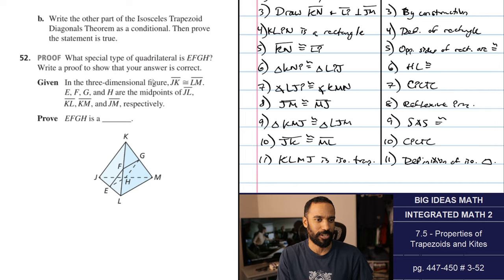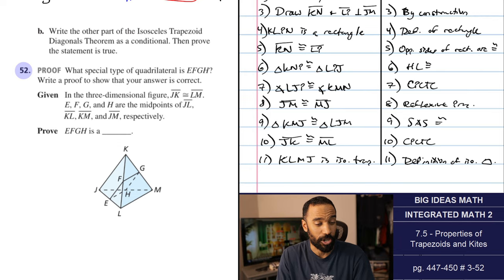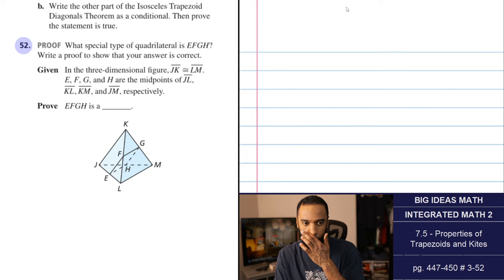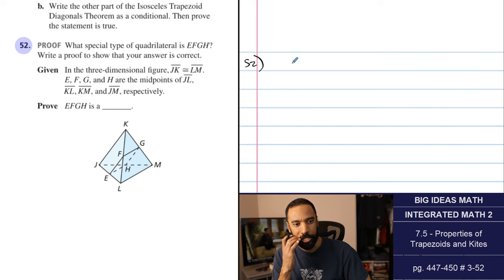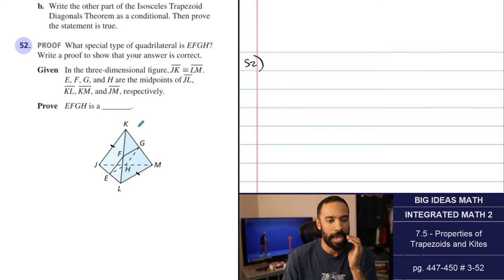And finally, number 52. What special type of quadrilateral is EFGH? Write a proof to show your answer's correct. Interesting that they don't tell us what to do off of it. They ask us what kind it is. So 52, in the three-dimensional figure, JK is congruent to LM. E, F, G, and H are the midpoints of JL, KL, KM, and JM respectively.